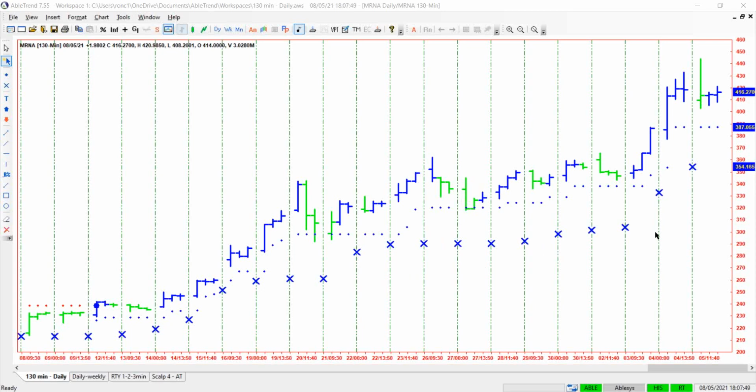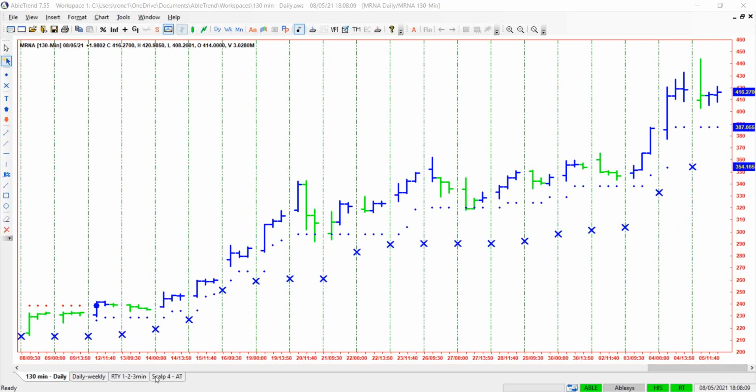Law of averages says it could be getting a little weak, although the software still likes it. I mean, bars are still blue, blue dots, blue X's. The time to get in was 3 weeks ago at a much better price.